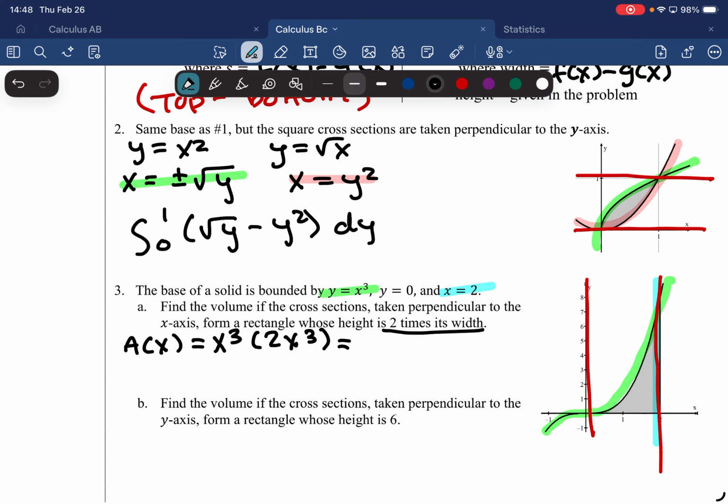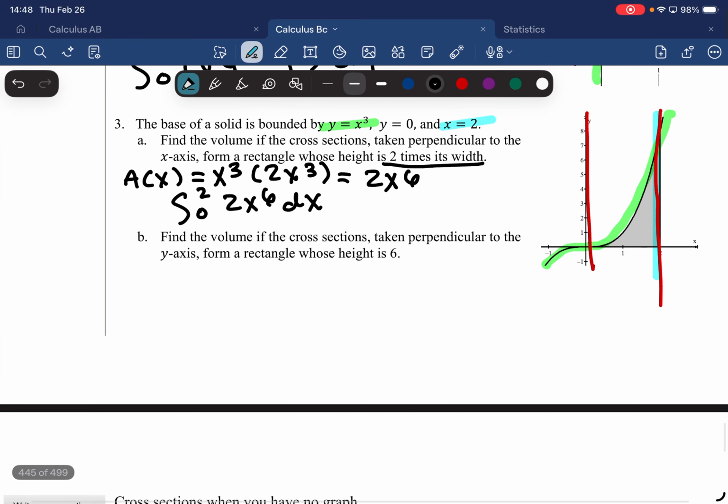Well, we could simplify this. X cubed times 2x cubed is 2x to the 6. Okay, I already saw that my bounds is from 0 to 2. So I have the integral from 0 to 2, 2x to the 6 dx. And that was again because when I was looking at the bounds on the x, so the intersection of x equals 0 and then the intersection of x equals 2, I only had that one function to look at, and that was the cubic function. I had no function on the top versus the bottom.